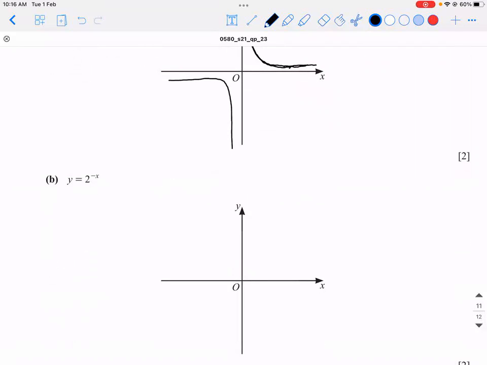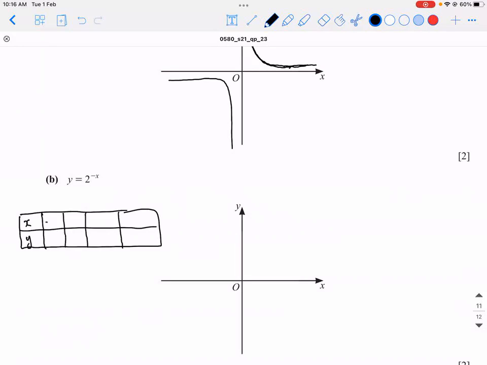What kind of graph is this next one? It is an exponential graph, y is equal to 2 to the power of minus x. If you want, you can make a rough table to get a clear idea. So this is my x and this is my y. You can input some values like -2, -1, 0, 1, and 2. Then you will get a trend.